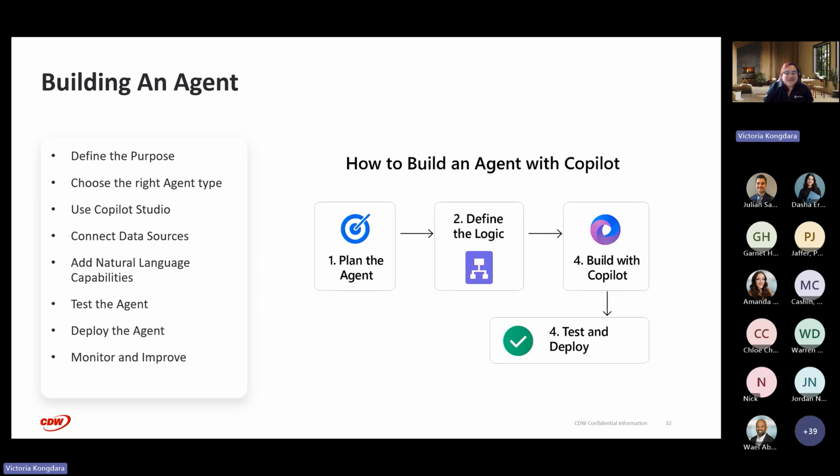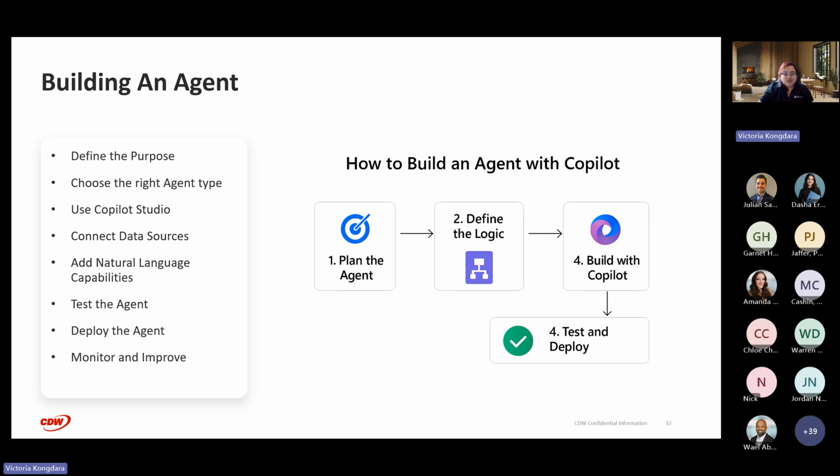So, although we won't be doing a deep dive in today's session on building an agent, I did want to leave you with a bit of a framework. When it comes to building an agent, you're going to want to define your purpose. So, identify your task or workflow the agent will automate. You're going to want to choose the right type of agent: a prompt response agent, a declarative agent, a custom engine agent, or an autonomous agent.